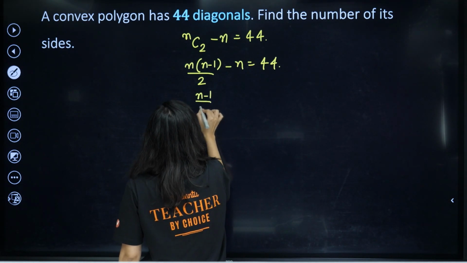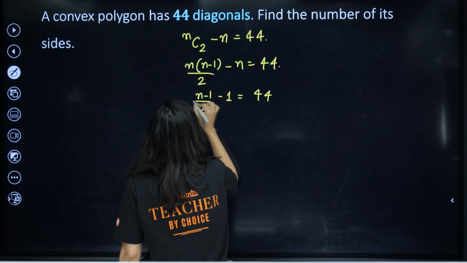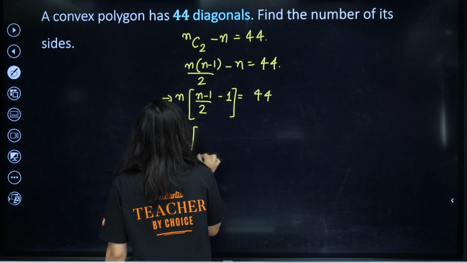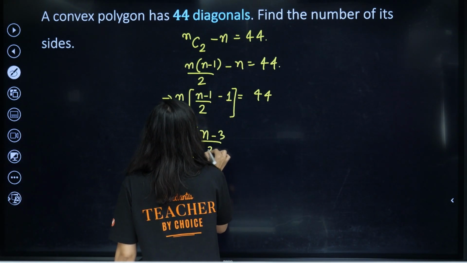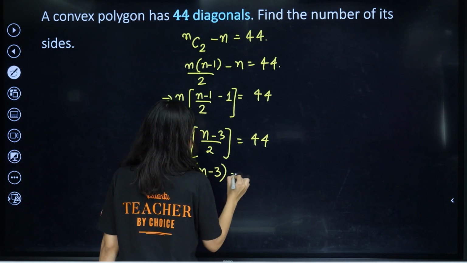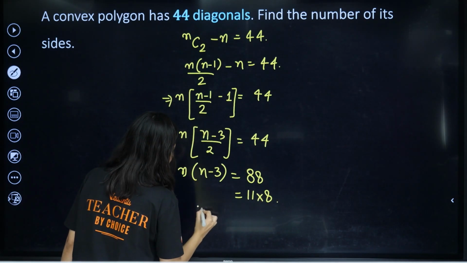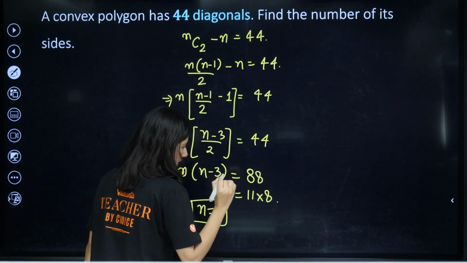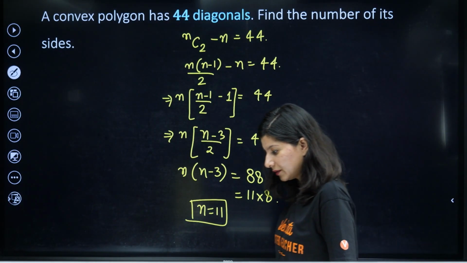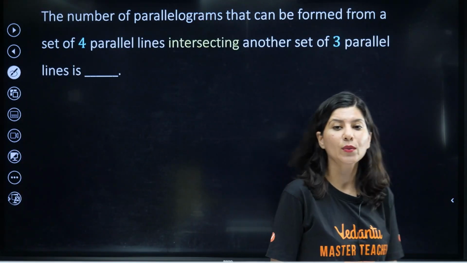If you solve it, n(n minus 1)/2 minus n equals 44. So n(n minus 3)/2 equals 44. n(n minus 3) equals 88, or we can say 11 into 8. So if n is 11, n minus 3 is 8. This is the final answer: n is 11. Clear? Perfect.